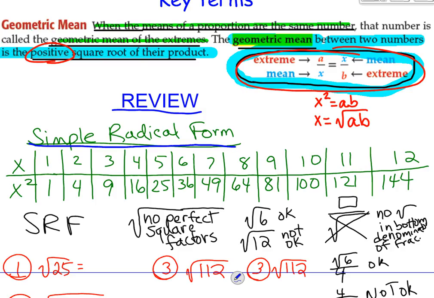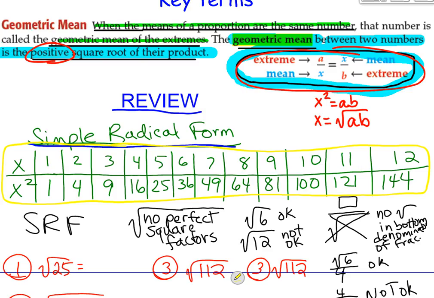The first thing I'd like you to do is take a moment and make a table that has x values and x squared values. I'd like you to write from 1 to 12. So in the x column, 1, 2, 3, 4, 5, 6, 7, 8, 9, 10, 11, and 12. And then in the x squared column, just the answer when you square each of those.